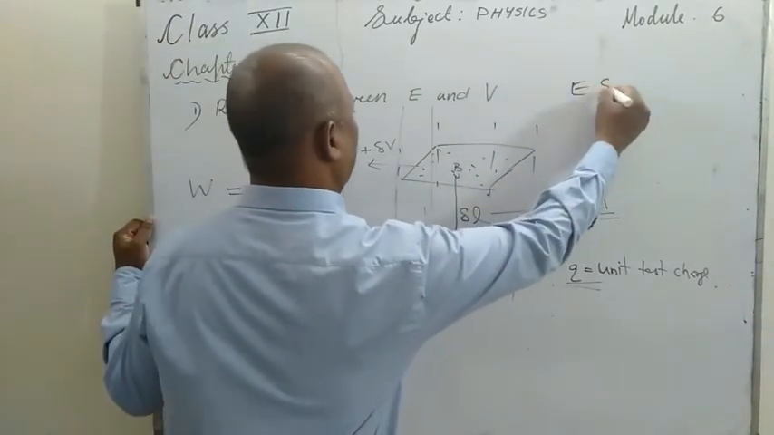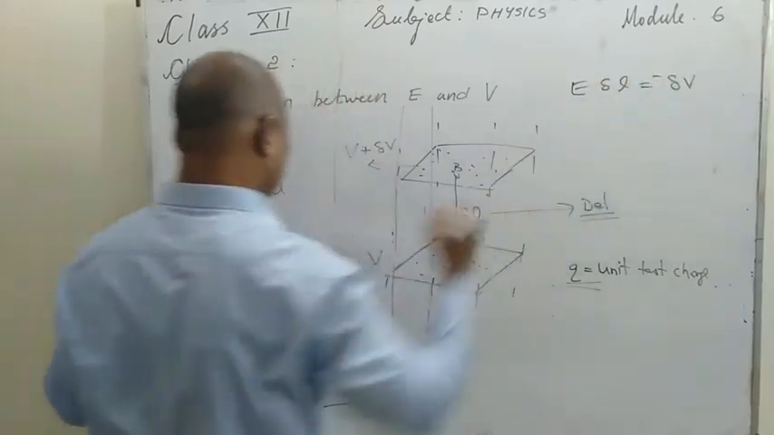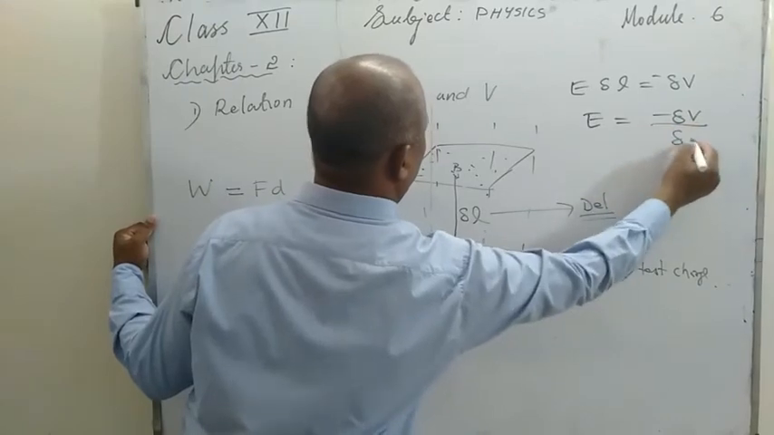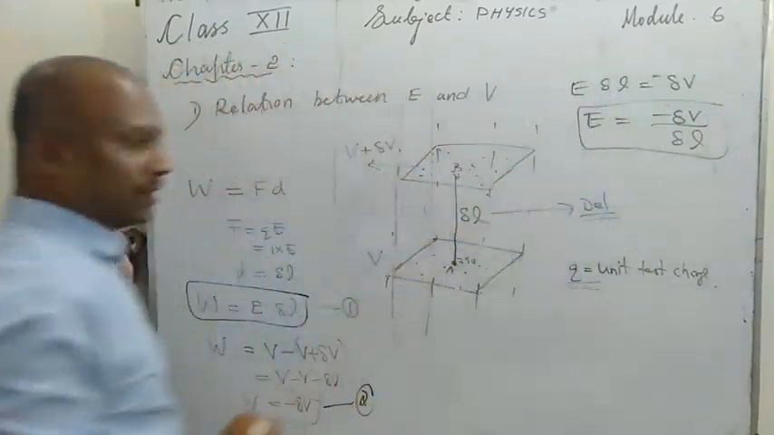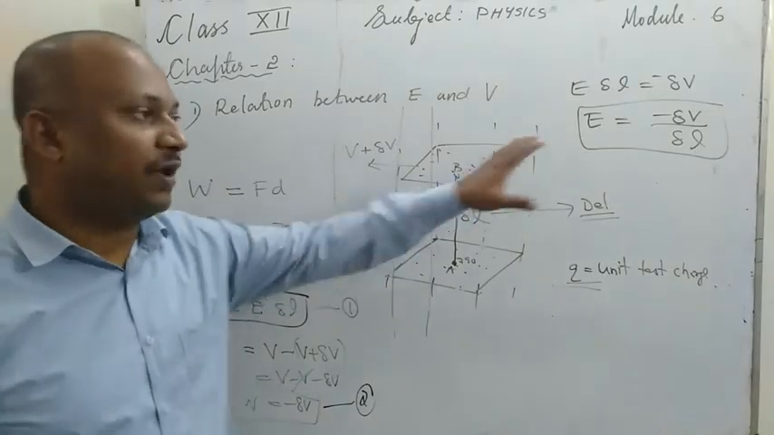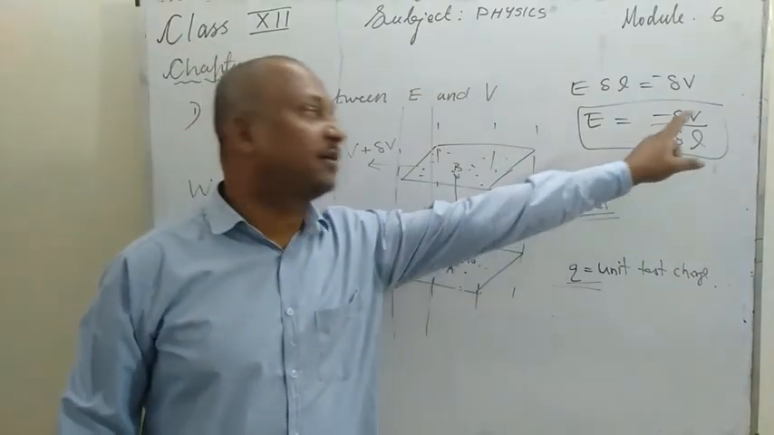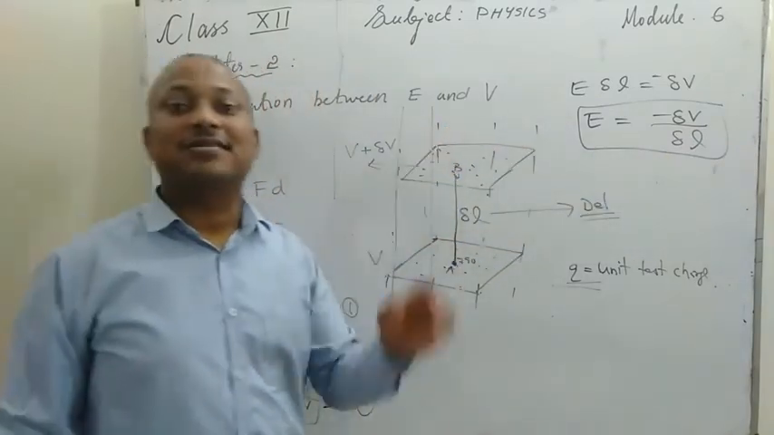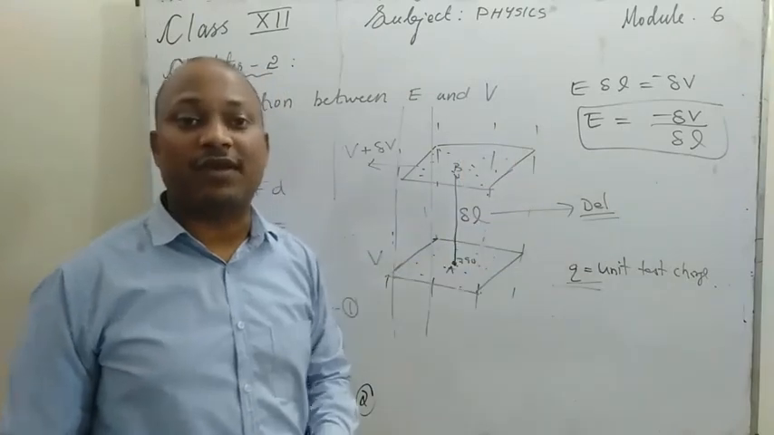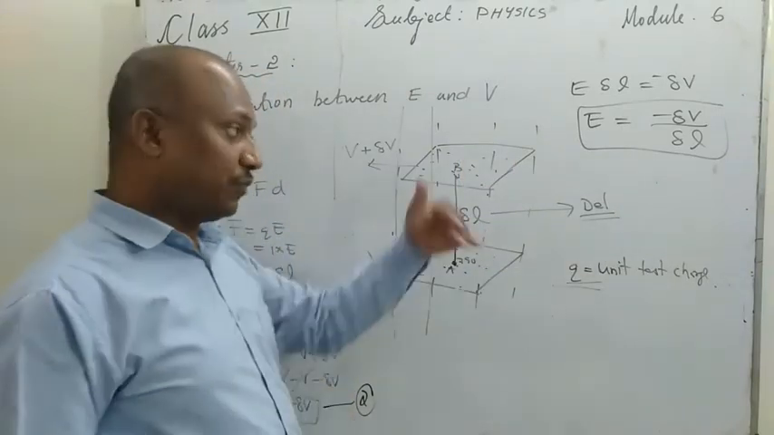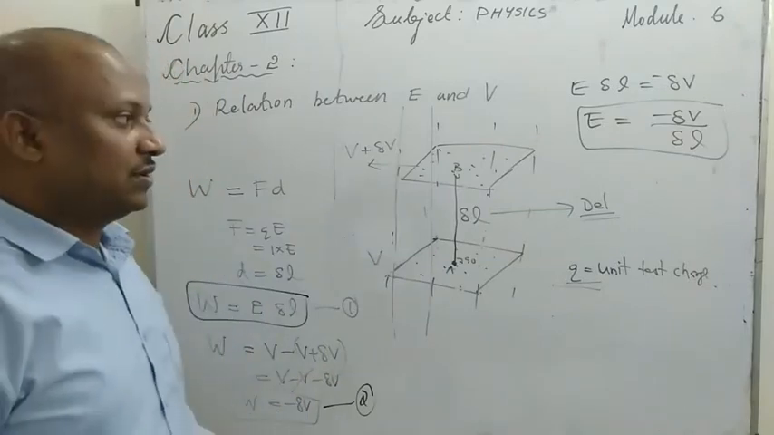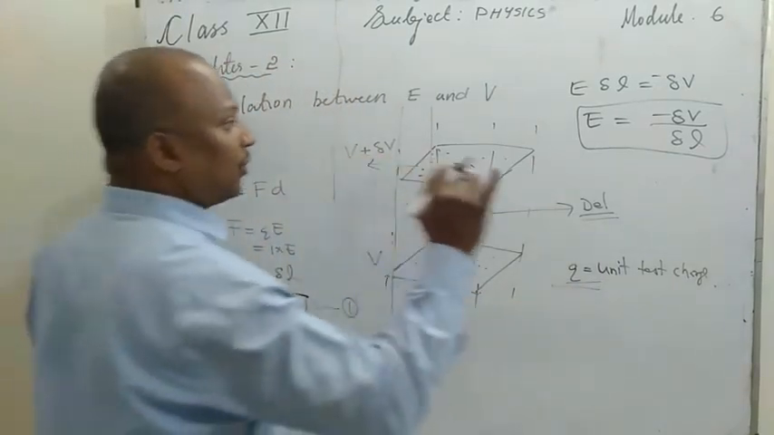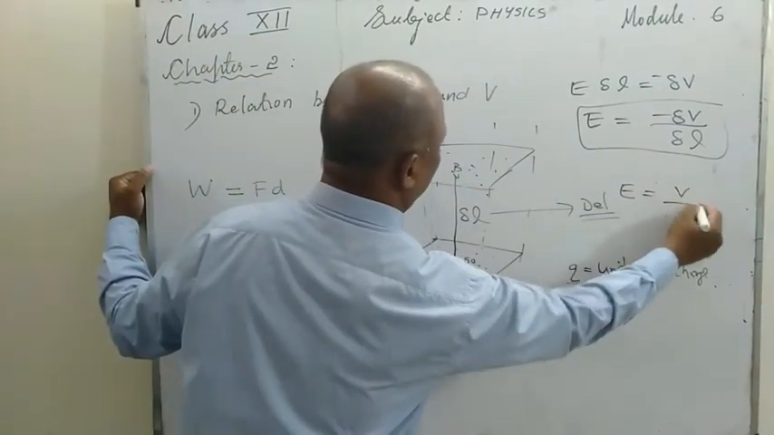So E into delta L is equal to minus del V, and E is equal to minus del V upon del L. So electric field is equal to potential difference divided by the distance between the two equipotential surfaces. So this is a relation between electric field and potential difference. Potential difference is also denoted in the next chapters by V only. So we can write it like this: E is equal to V upon L.